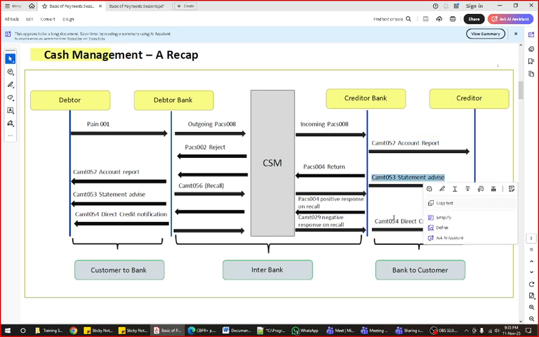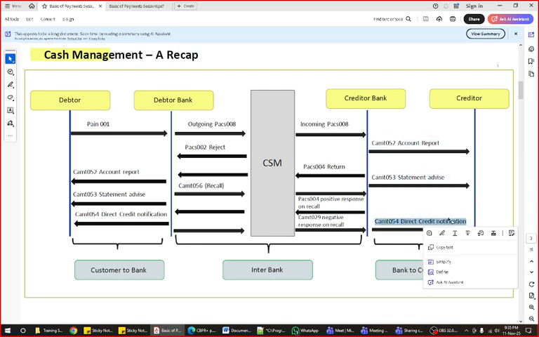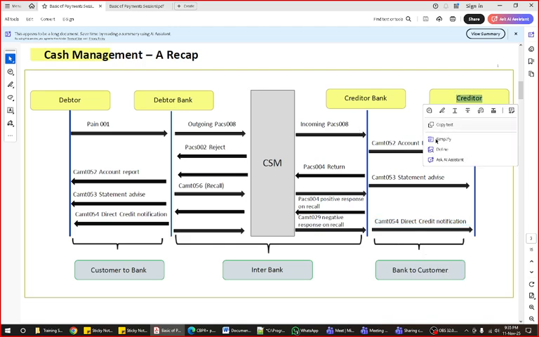What are these messages? Allow me some time, I will explain now itself. But it will give the creditor a message, in simple language it will be an SMS to the creditor: your account has been credited with so and so amount by this person. Like a UPI payment will do, same here as well.